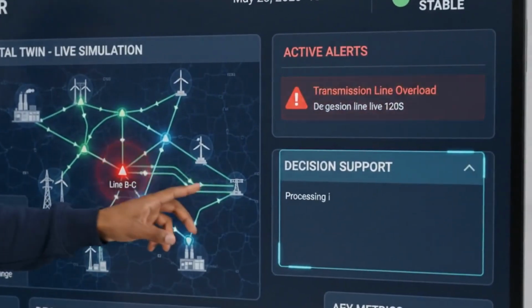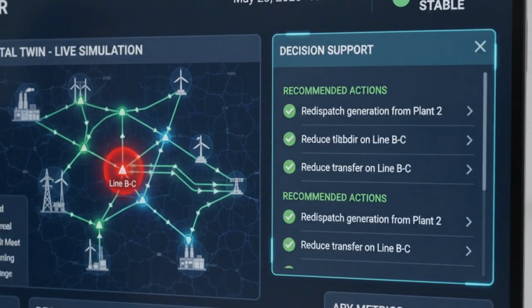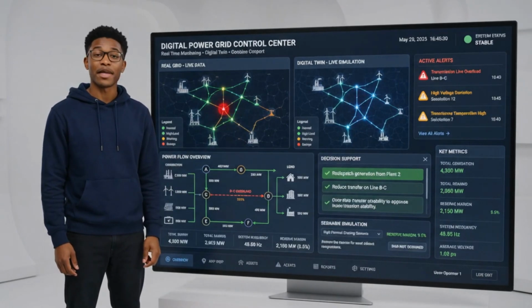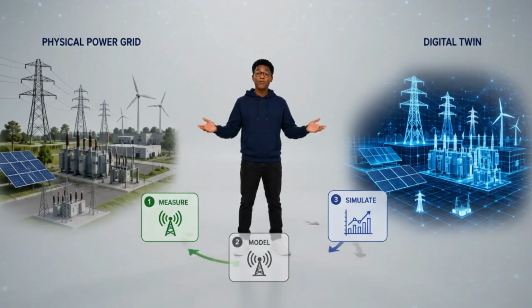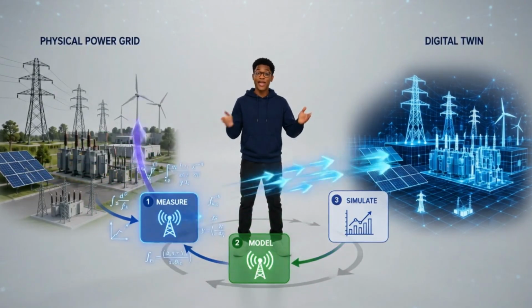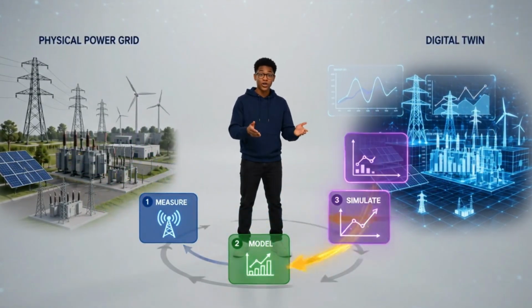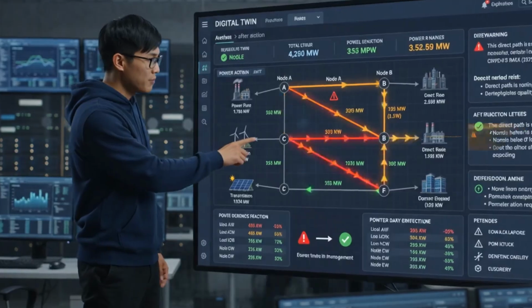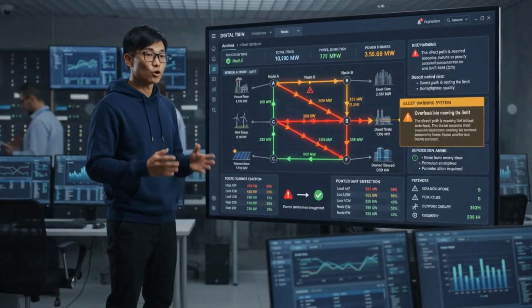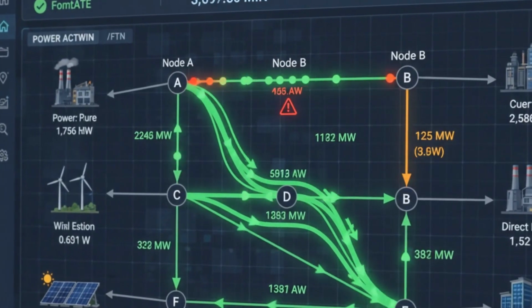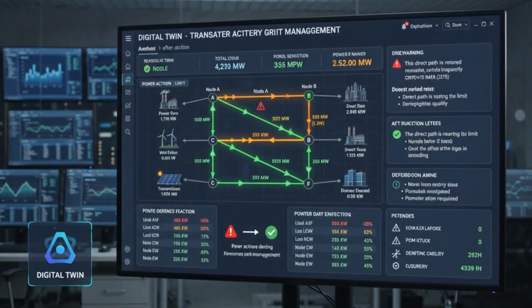The goal is not simply to create a beautiful virtual model. The real value comes from helping operators and engineers make better decisions. A powerful digital twin creates a continuous connection between the real system and the virtual world. Measure, model, simulate, decide, and update. One major benefit of digital twins is early problem detection. Engineers can explore possible issues before they become serious problems in the physical grid.